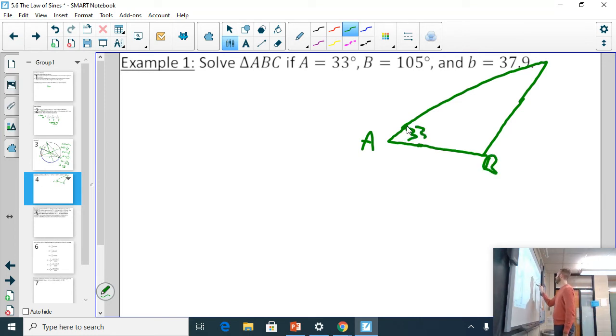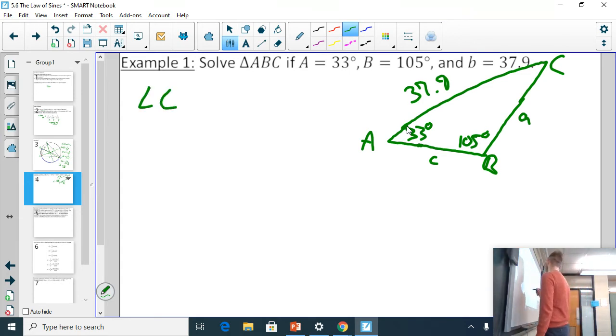We know this is 33 degrees. We know this is 105 degrees. And then if that's AB, that has to be C. And we know that b is across, that will be 37.9. And then we can call this CA. And so when it says solve the triangle, we have to find any missing components. So the one that I think is the easiest here is to find this angle C.